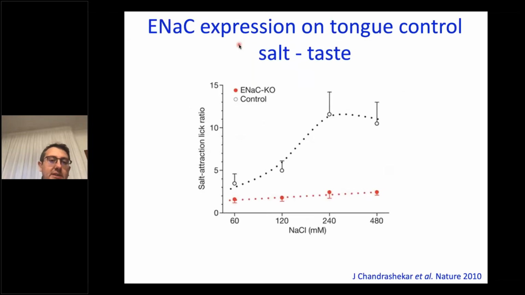And also additional pathogenic events have been shown to be related to the salt taste. The salt taste on the tongue of the mice, and also, because of homology, in humans is dependent on ENaC expression on the tongue. And as you can see, with the red line, by knocking out ENaC on the tongue, the salt craving of these mice is completely prevented.